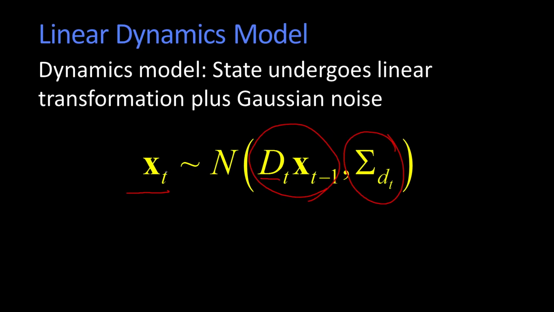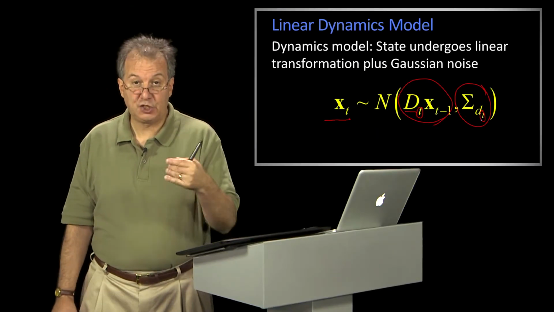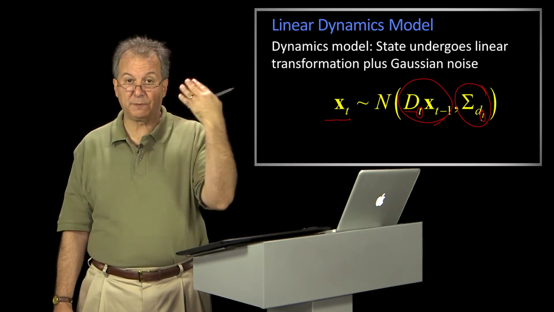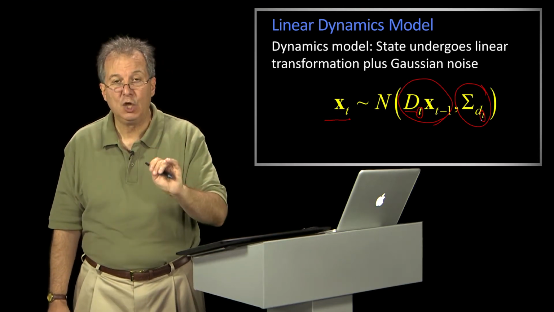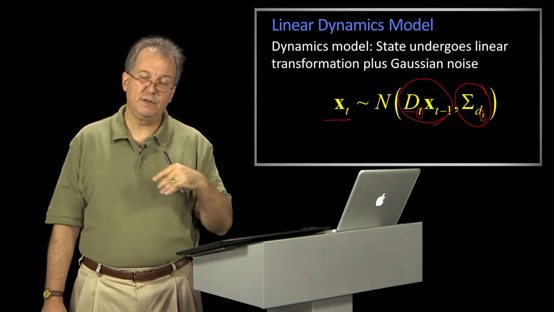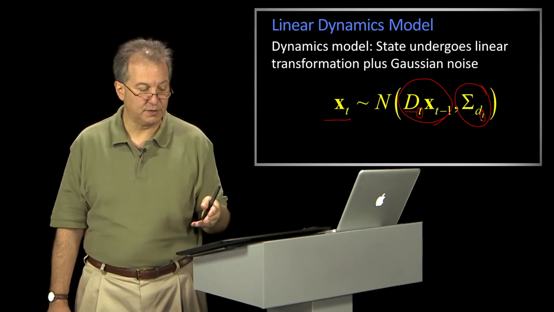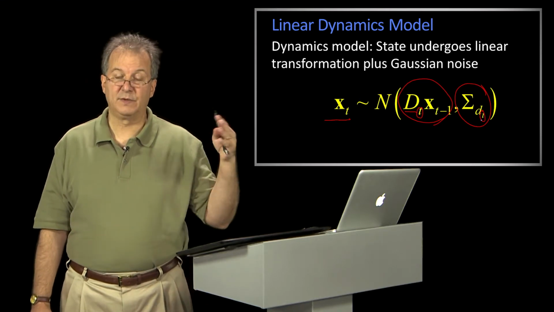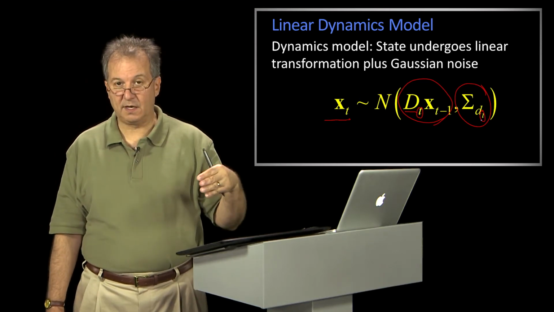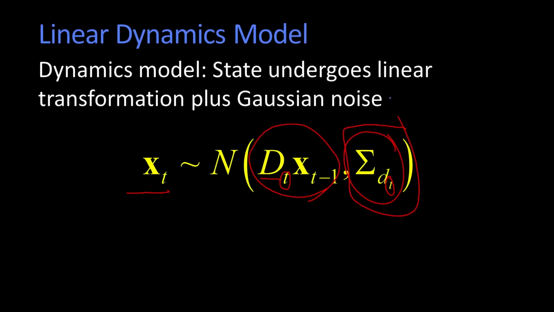And by the way, you'll notice this little t here on these D's. What that says is it could be that our dynamics model changes over time. That is, the actual multiplication that we do might change, but we assume we know it. I'll tell you, in the vast majority of Kalman filters, those D's are constant, so that the transformation and this thing here, which is referred to as the process noise, is constant. All that's absolutely required is that it's known for every time t. So that's the linear dynamics model. We're going to do an example of that in just a minute.